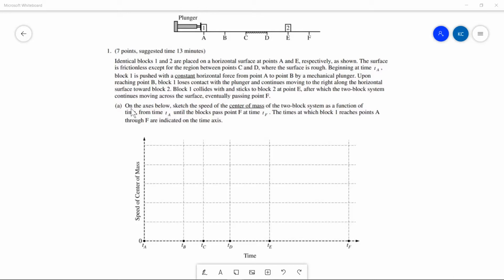A. On the axes below, sketch the speed of the center of mass of the two-block system as a function of time, from time A until the block passes point F at time Tf. The times at which block 1 reaches point A through F are indicated on the time axis.